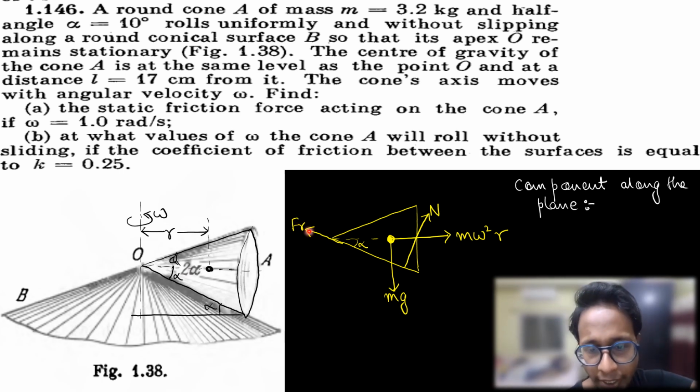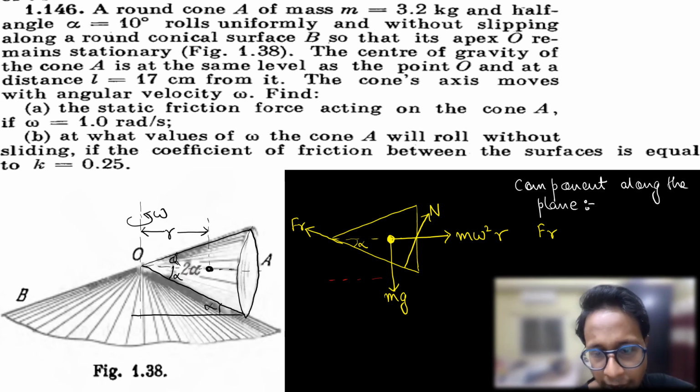So along the component, Fr, friction force. Acha, this side should be positive. Its acceleration is equal to 0 along the component, so it doesn't matter if you take this side positive or this side positive. Okay. So Fr, friction force, minus what is the component of mg along this line? See, here. This line, let me draw with the red ink.